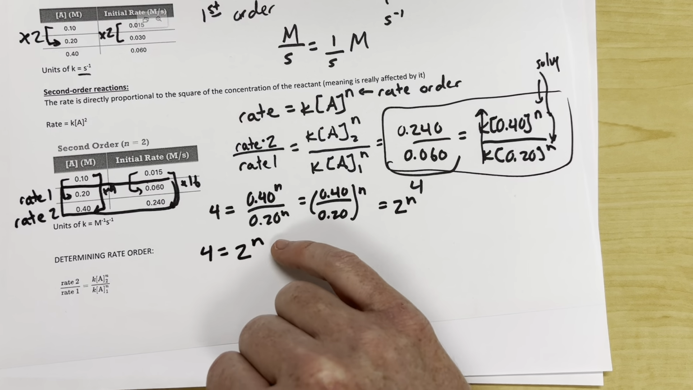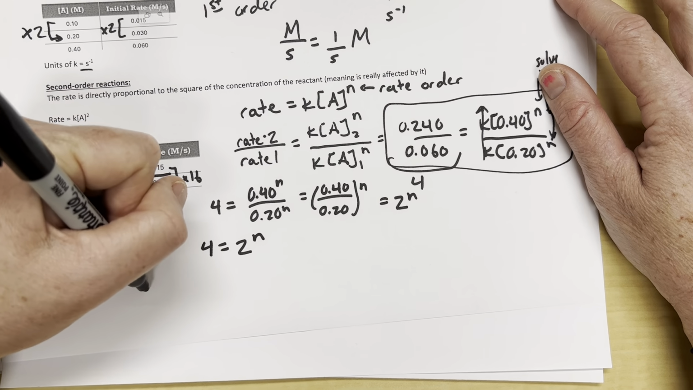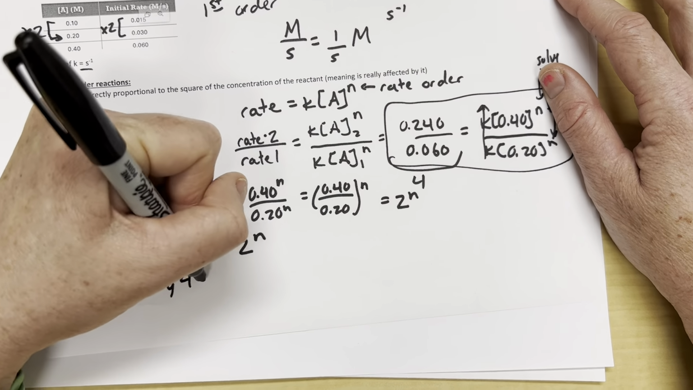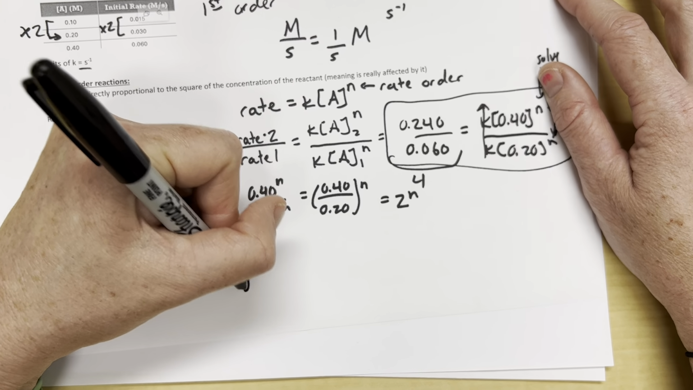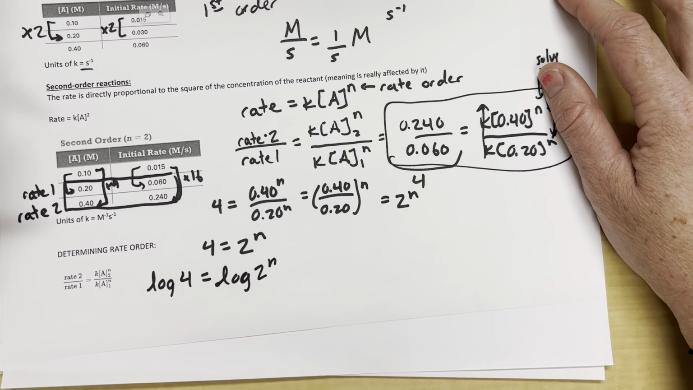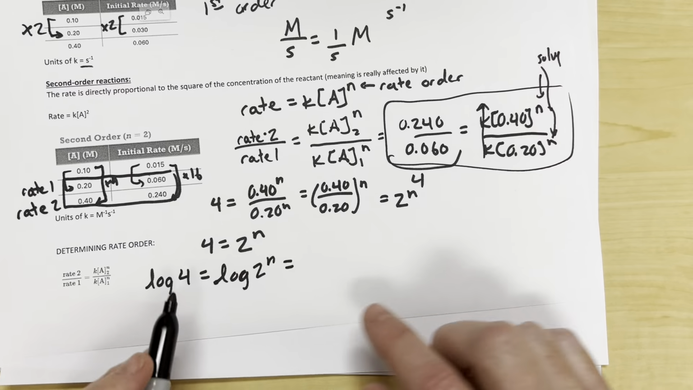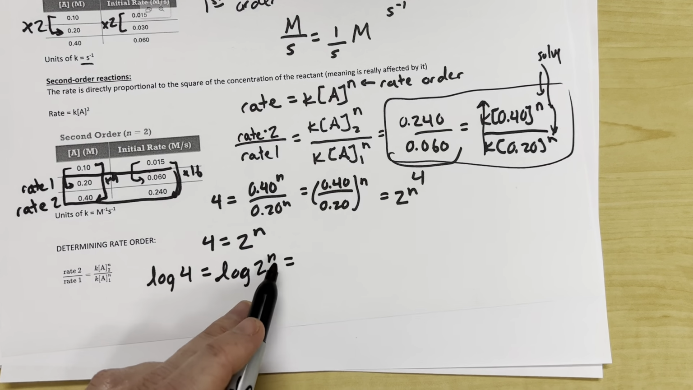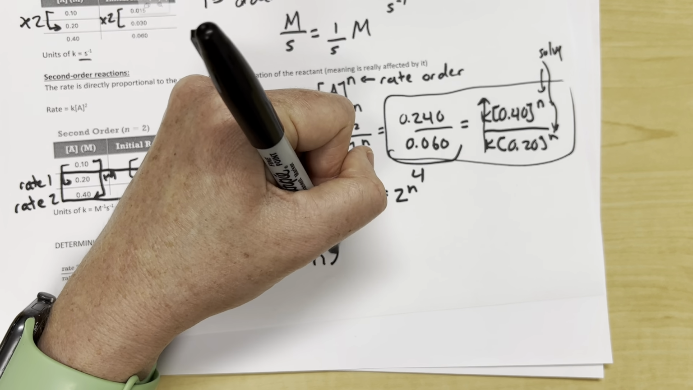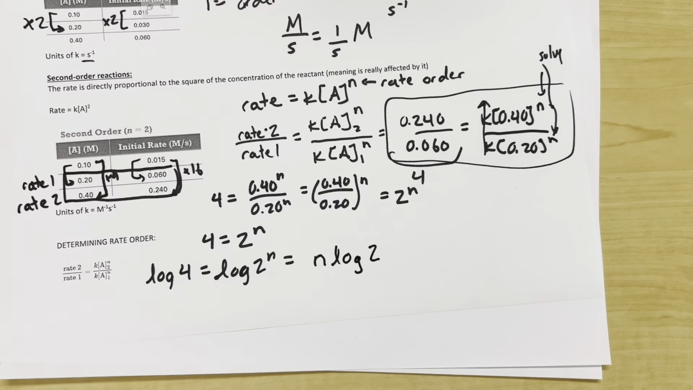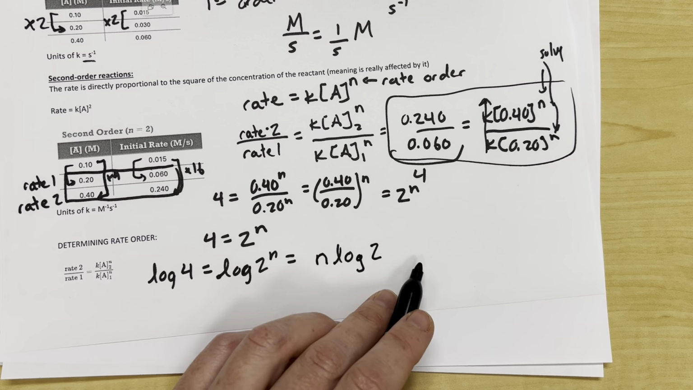To solve for an exponent like this, you have to take the base 10 log of both sides. So log of 4 equals the log of 2 to the n. And I don't know if you remember this, but when you take a log of something to an exponent, that exponent goes out in front. And really now it becomes n log of 2. So our log of 4 equals n log of 2.